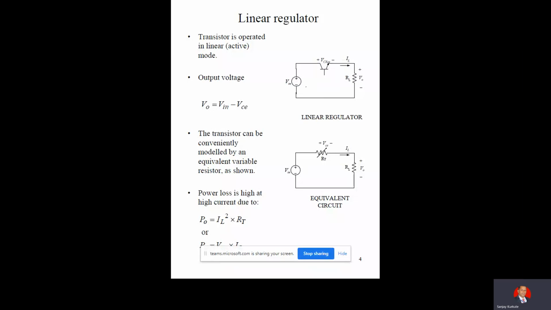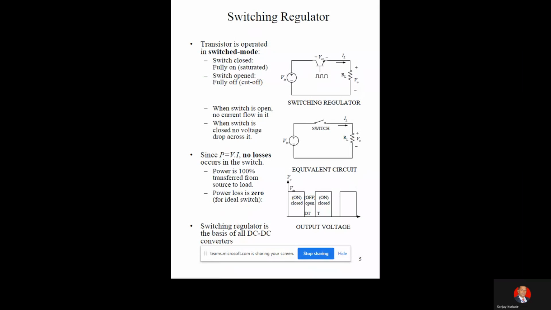Similarly, you may go for the switching regulator also. In switching regulator, the transistor will act as a switch. That means it will operate in saturation and cutoff region. When it is in saturation region, the transistor will be on. When it is in cutoff region, the transistor will be off. The same operation is shown here, with the transistor as a switch. Because of that, you may have this type of output waveform, that is on off like this.